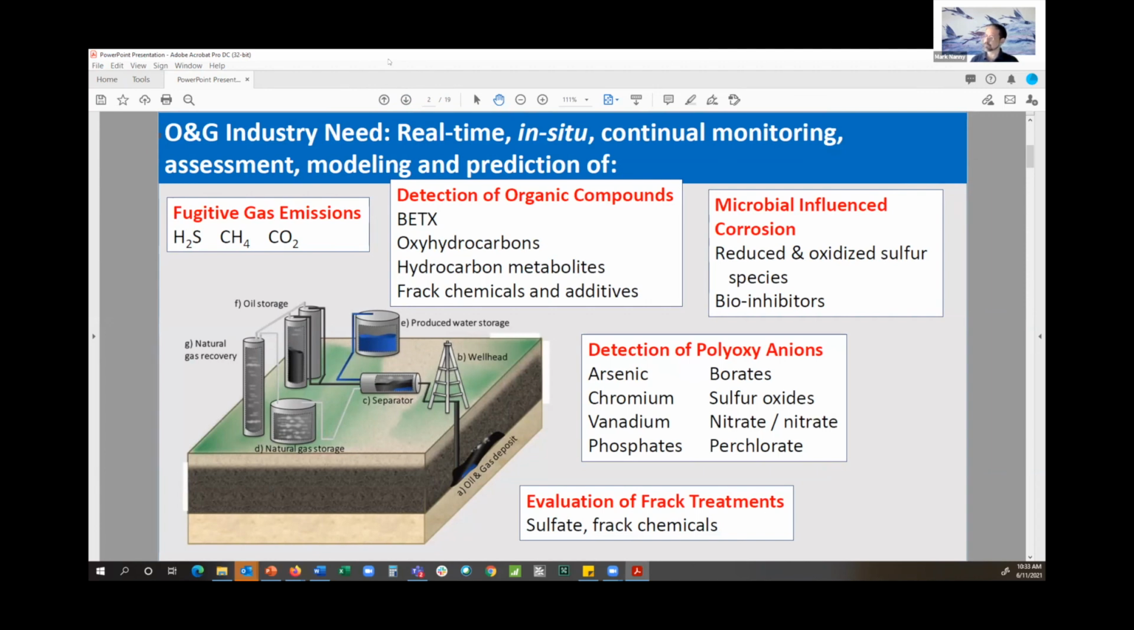And two I'm going to focus on later on in this talk are reduced and oxidized sulfur species related to microbial influenced corrosion and detection of polyoxy anions, as well as I'm going to tell you a little bit about perfluorooctanoic acid because we're using this technology for detecting that compound, and I'll tell you why. Even though it's not related to produced water, it's very important to water.